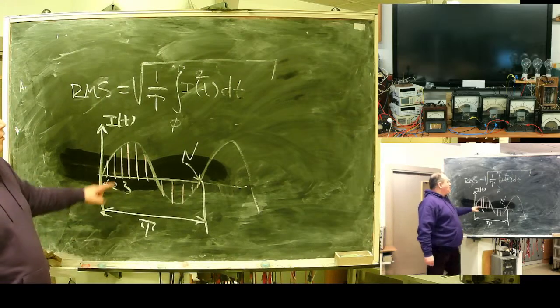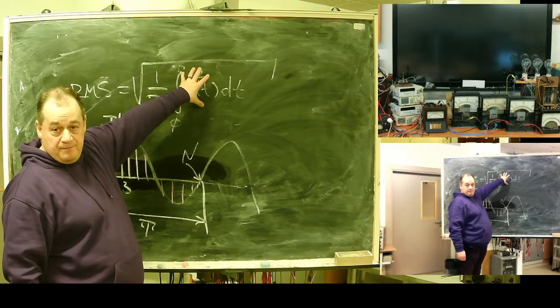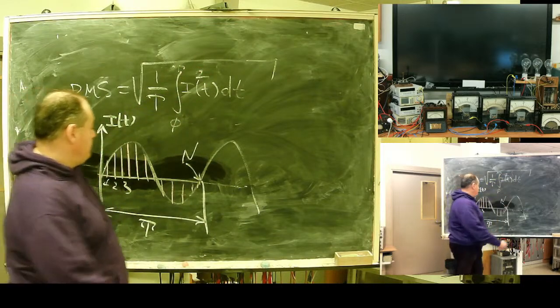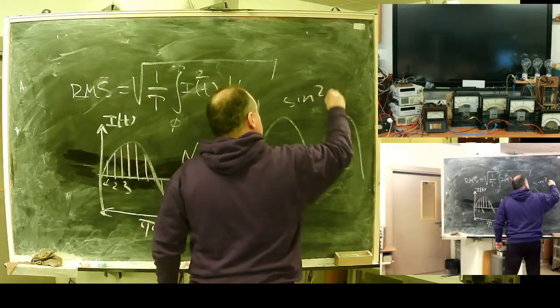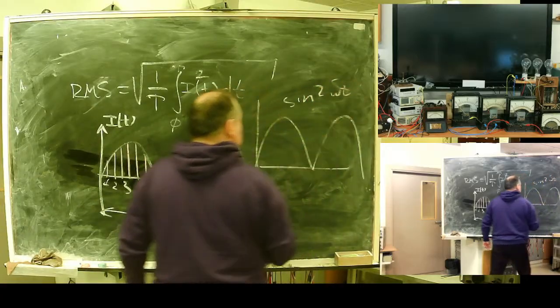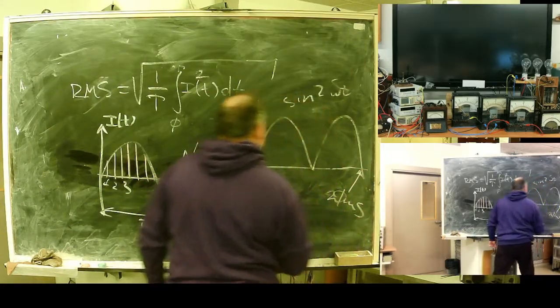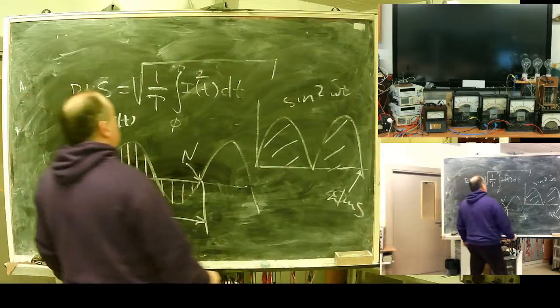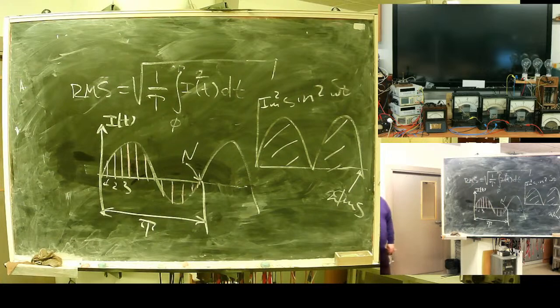What is the physical meaning of this integral? Of this part? What's the physical meaning? Area. Sine square omega time, over 20 milliseconds, is the area of this figure of square. Area. So what can I do?